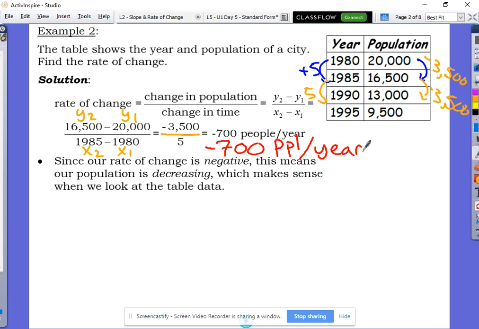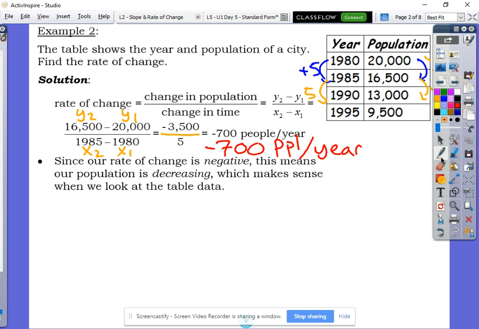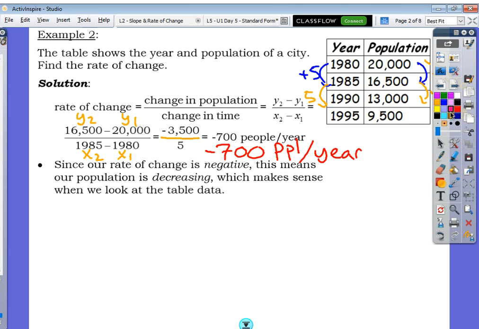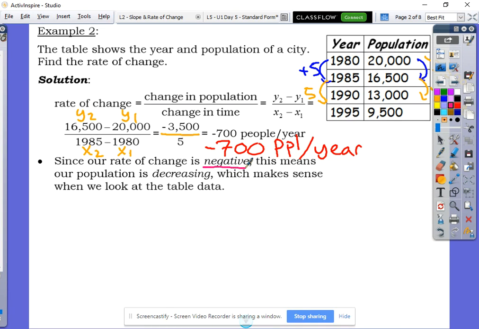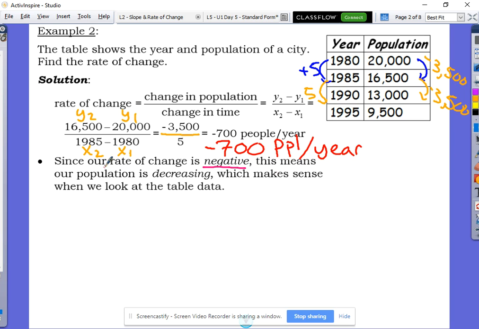Now, here's the thing. The negative doesn't mean that we have somehow negative quantities of people. You can't have a negative number of people. So the question is, what does the negative actually mean? So that's why this last piece here is so important. I want you to underline or highlight this. The negative part of our slope actually means that our population is decreasing. So not only does the slope or the rate of change give us a number, it also tells us whether whatever the context is, is increasing or decreasing.